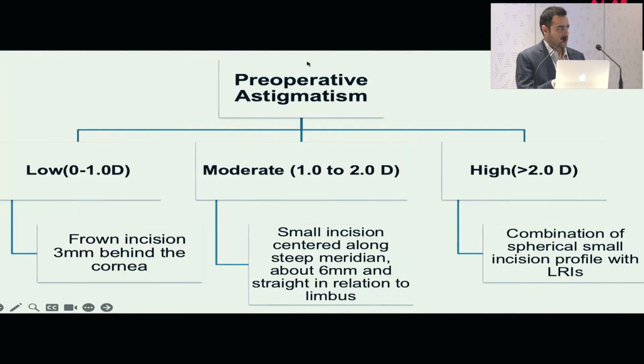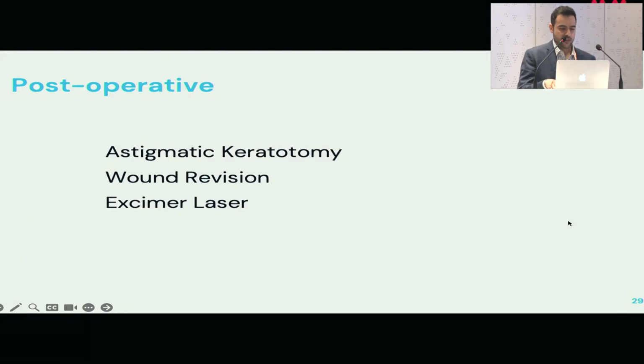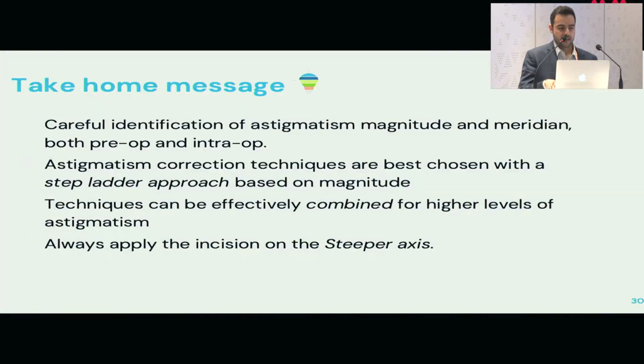So this is a flowchart depicting what we've already talked about. If there is a lower amount of astigmatism, 1 diopter, we can just put the incision on the astigmatically neutral zone so that the astigmatism is very minimal. In cases of moderate astigmatism, we can make a smaller, straighter incision so that the astigmatism is corrected more. And if we want to correct a higher grade of astigmatism, then usually a combination of the limbal relaxing incision and the incision profile is needed. If it is post-operative, then astigmatic keratotomy can be done, a wound revision can be done, and even a laser can be done in these cases.